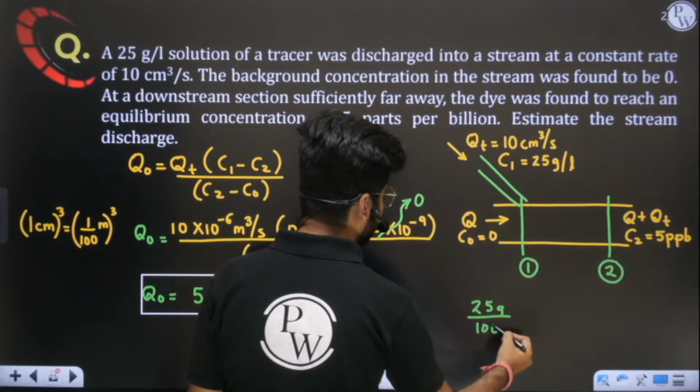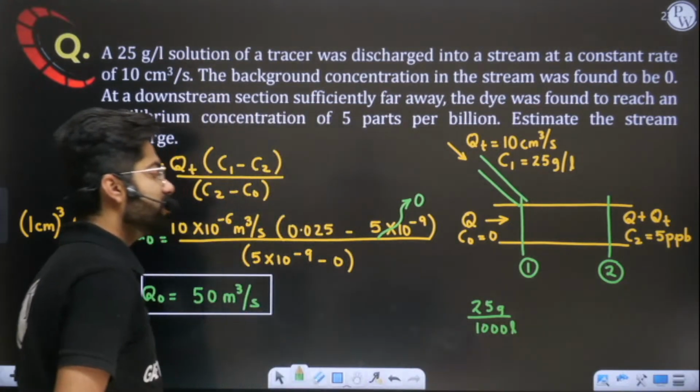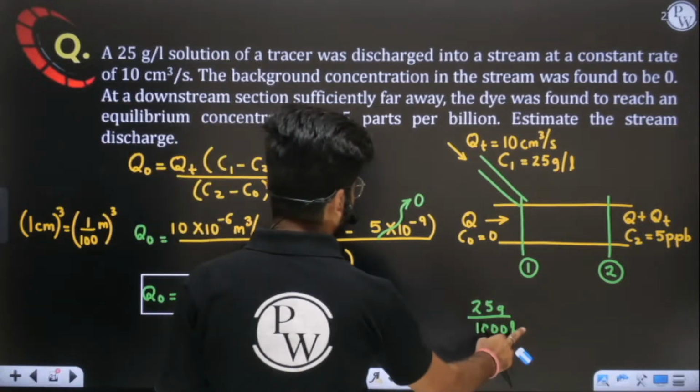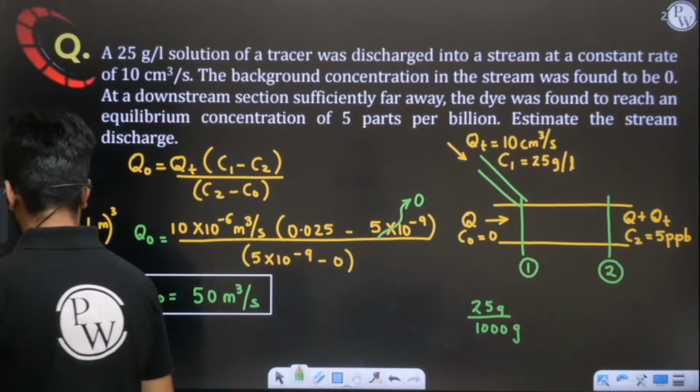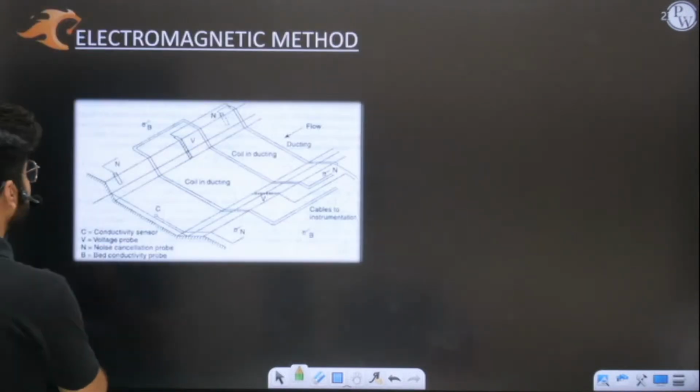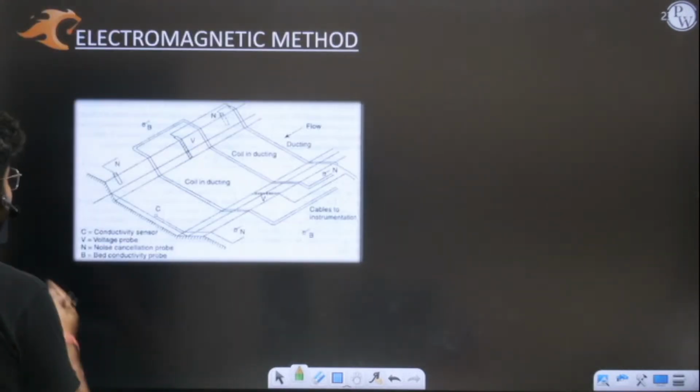Okay, so 25 by 1000 is, sorry, gram. 25 by 1000 is 0.025. Now the method which we have is the electromagnetic method.